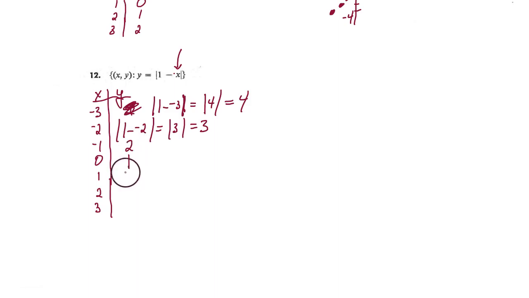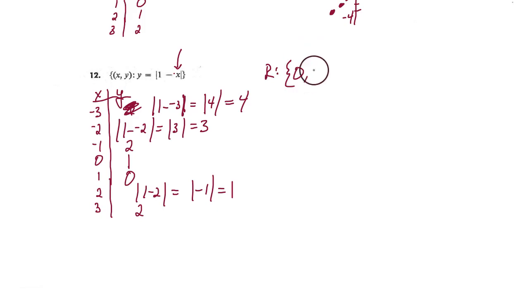This is 1. This is 0. Then we have the absolute value of 1 minus 2, which makes the absolute value of negative 1, which is 1 again. So the pattern starts to count back up. This next one will be 2. So for the range, the lowest answer we ever got was 0, all the way up to the highest answer of 4.